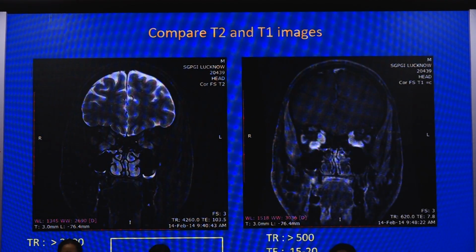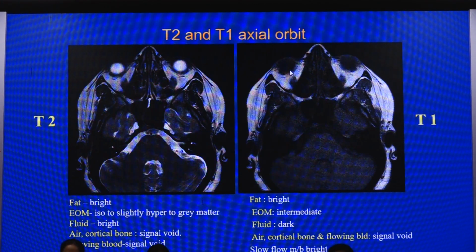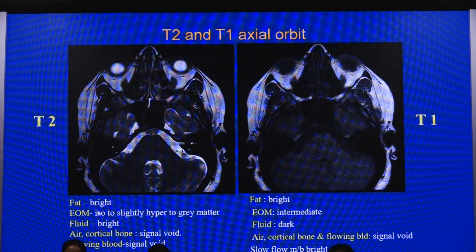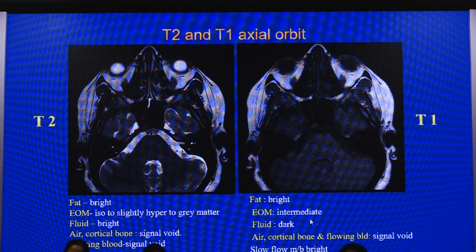Now again you can compare T2 and T1 images. I'm going into this one, T2 and T1 now. This is white, this is black. And the muscles, as you can see, they can be iso or hyperintense or intermediate intense. Fluid is bright. Signal void.